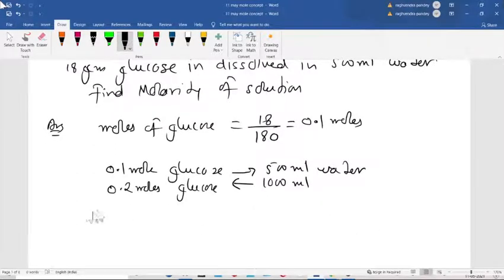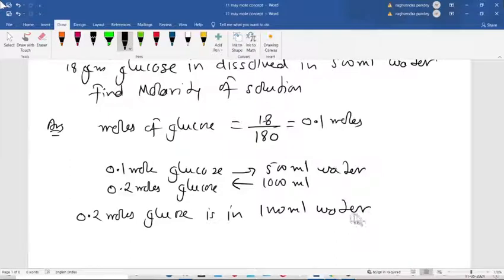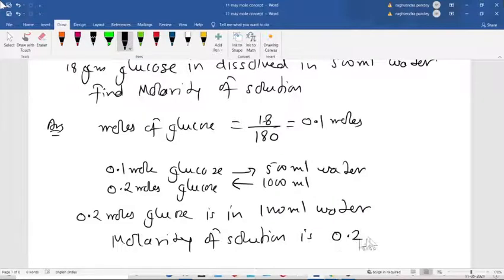So 0.2 moles glucose is in 1000 ml water. So what is the molarity? Molarity of solution is 0.2 molar or 0.2.